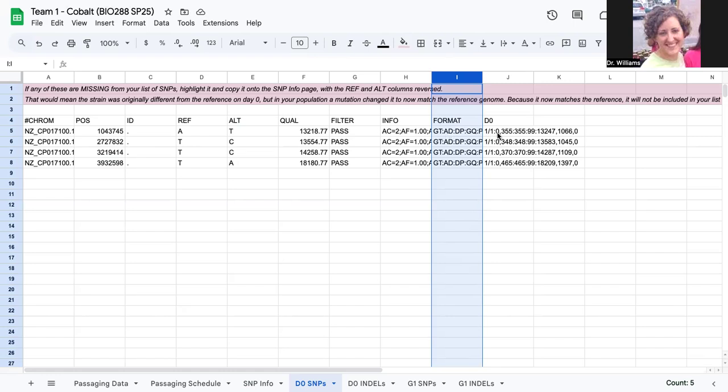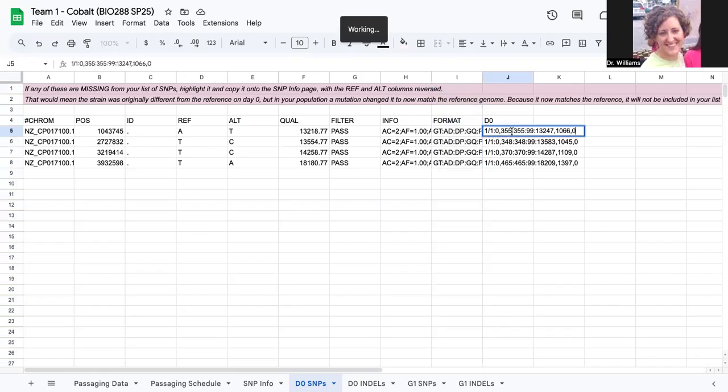So if we look over here, I'll try to highlight so we can see what we're looking at. We're looking after the first colon, because that first one is not what we want. We want AD. So those are the two numbers right here separated by a comma. These are the number of reads that have your reference and then your alternate. So in this particular mutation, which I'm just using as an example, 0 reads had the reference A, and 355 reads had the alternate T.